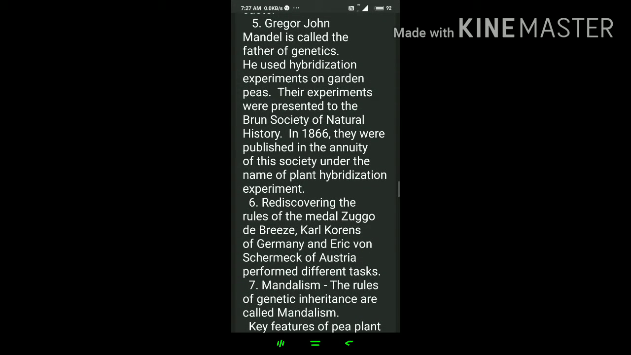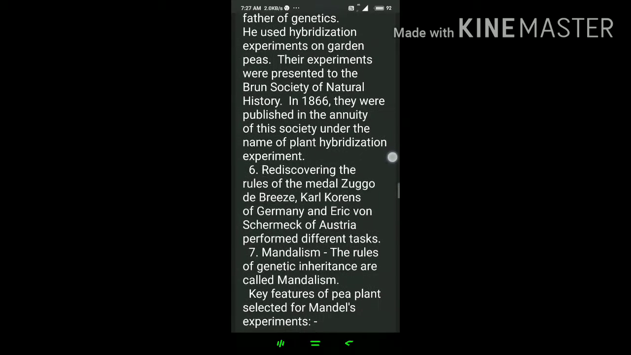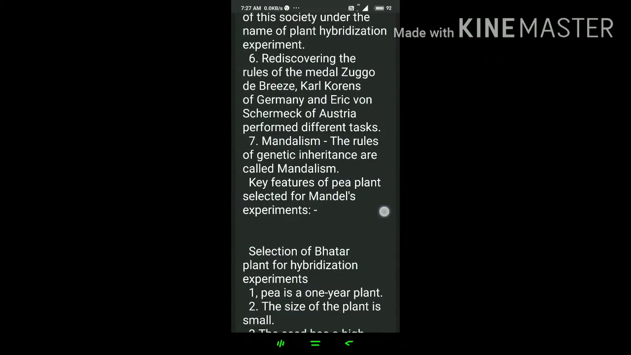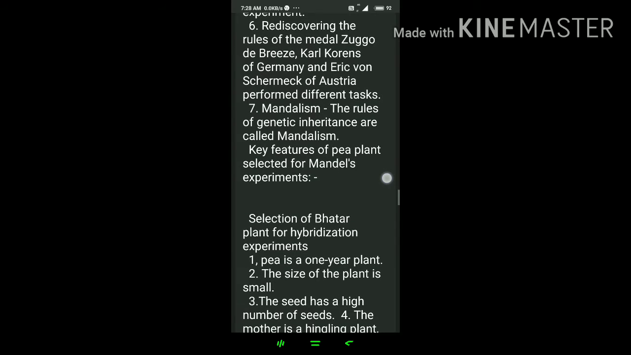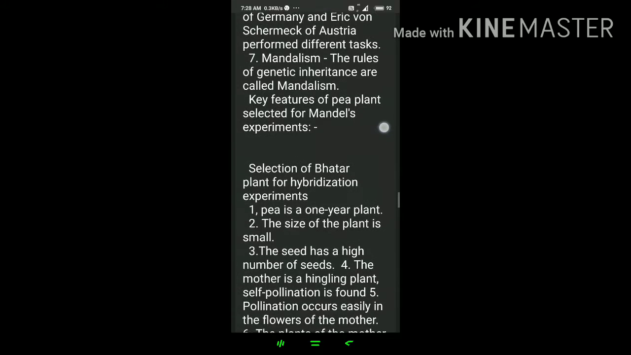He used hybridization experiments on garden peas. His experiments were presented to the Brunn Society of Natural History. In 1866, they were published in the annals of this society under the name of Plant Hybridization Experiments. 6. Rediscovery of Mendel's rules: de Vries, Karl Correns of Germany and Erich von Tschermak of Austria performed different tasks. 7. Mendelism: the rules of genetic inheritance are called Mendelism.